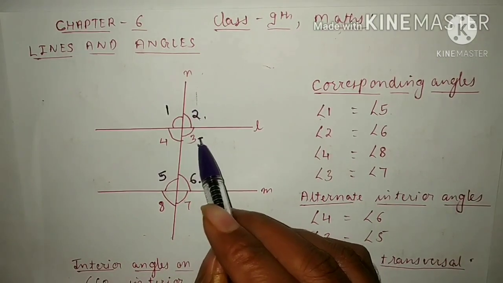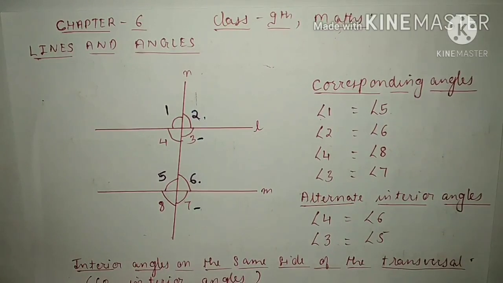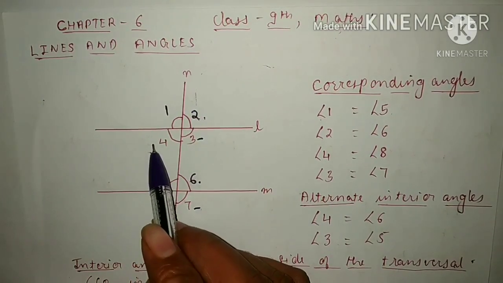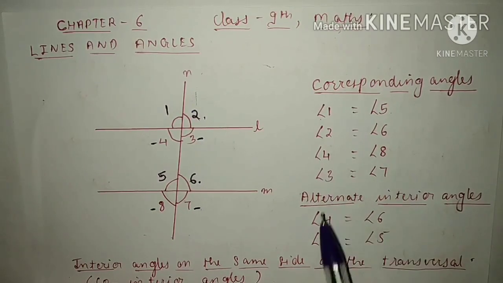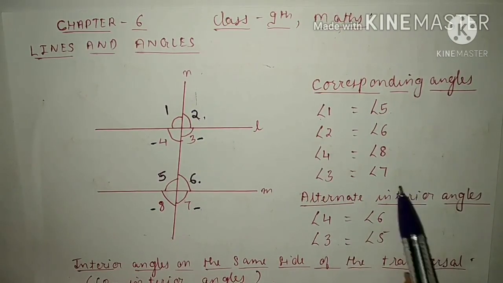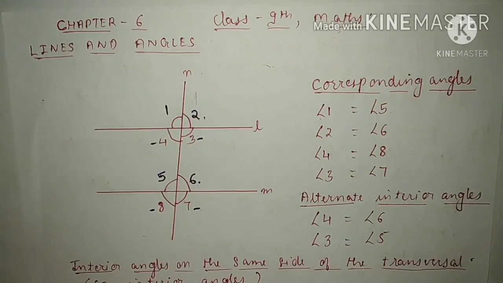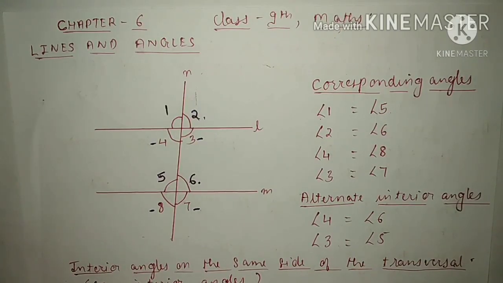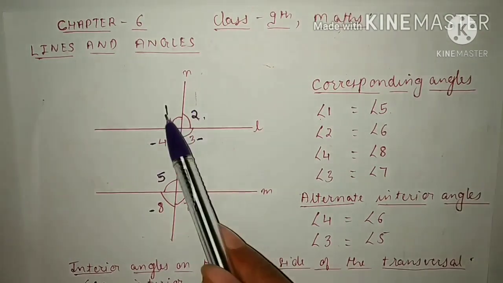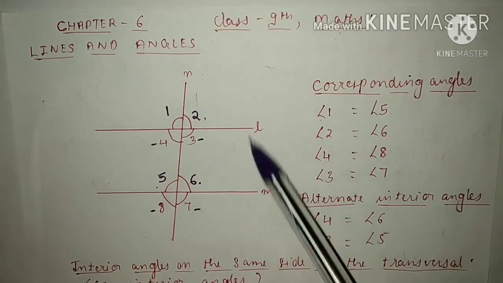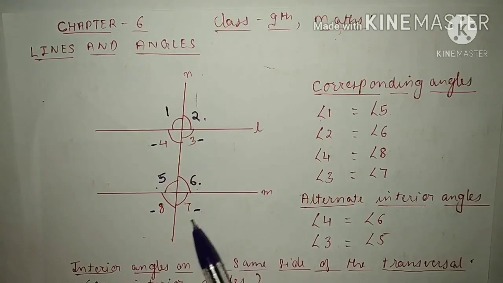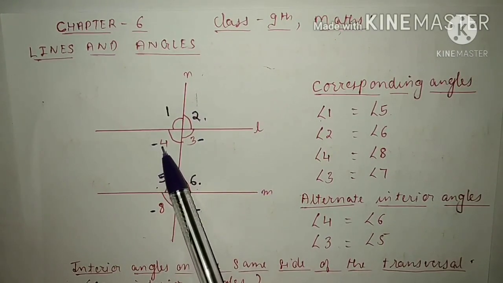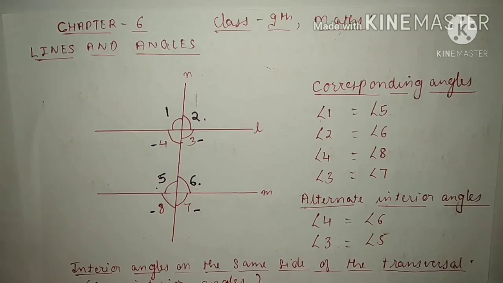This angle 3 is equal to this angle 7, and this angle 4 is equal to this angle 8. 4 equals 8 and 3 equals 7. These two are also corresponding angles and they are equal. So what are the pairs of corresponding angles? Angle 1 equals angle 5, angle 2 equals angle 6, angle 3 equals angle 7, and angle 4 equals angle 8.